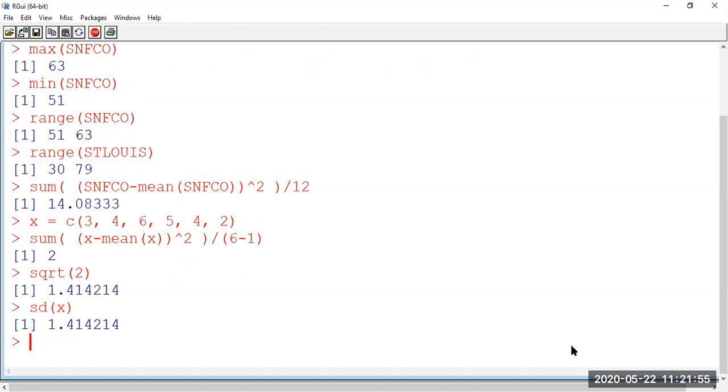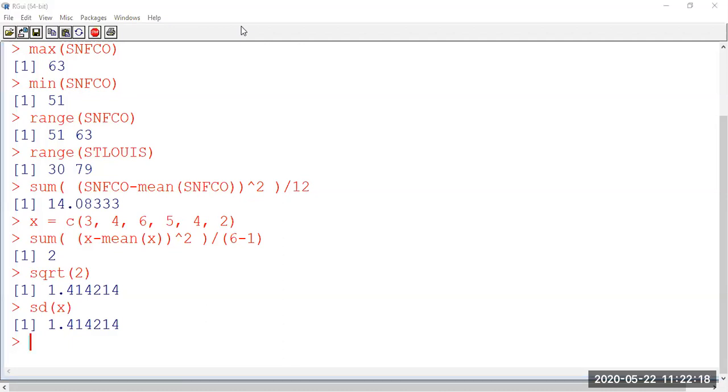And we can check that. You can use SD to get the standard deviation of the sample. We cannot use SD for a population. That's the reason I gave you the full formula. But remember, if you're going to take the square root of the variance, you just use Sqrt, parentheses, and then the thing that you're going to take the square root of.